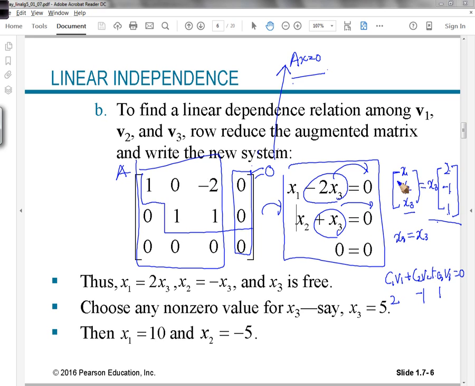But we have a freedom, of course, to choose x3 to whatever value we want, right? It can be like 5 or minus 5 or 2 and so on, right? So in this particular case, among so many values, suppose we set x3 as 5, and then these linear combination coefficients will become 10, minus 5, and 5. So that is another answer, right, for the linear dependence relationship.